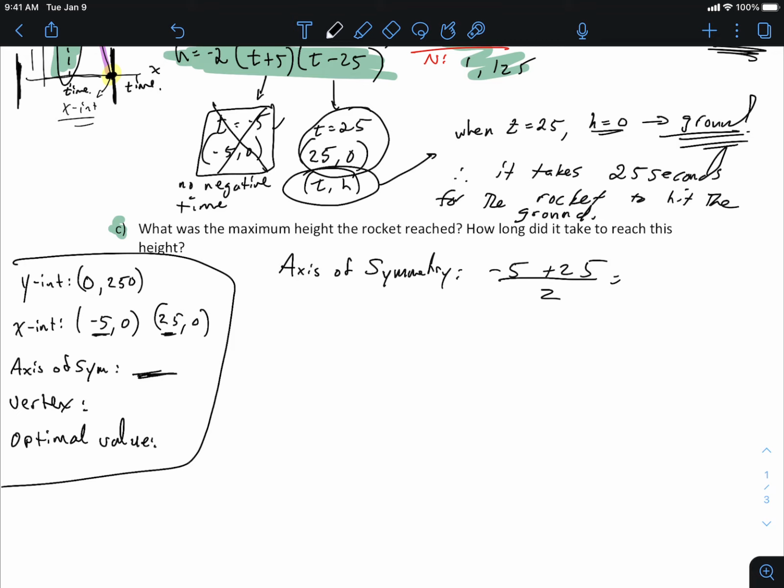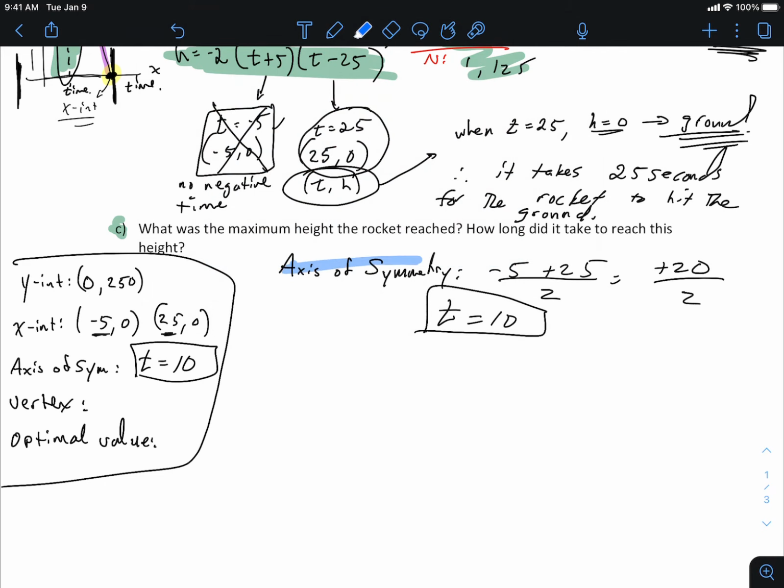You say, okay, -5 plus 25, that's positive 20. Divided by 2, well, that's 10. My axis of symmetry? Remember, t is on the x-axis. This is your axis of symmetry, t equals 10.